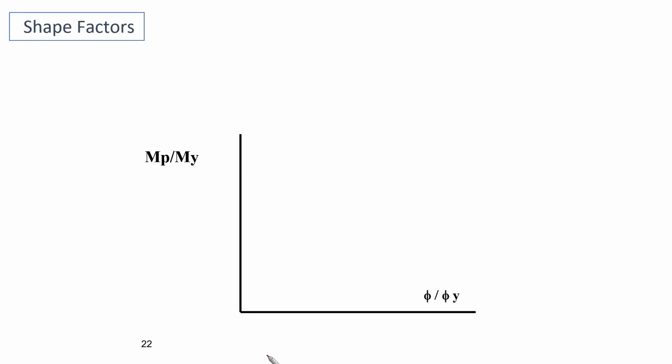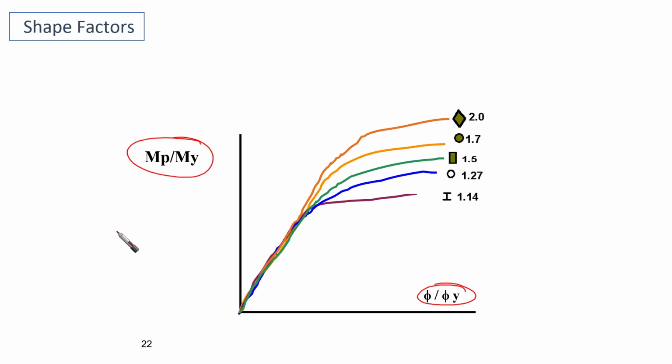So you can see something like this. If we draw a relation between phi over phi yield versus M plastic over M yield for different shapes, we're going to find something like this. For the I section, we are in the range of an extra 14%.